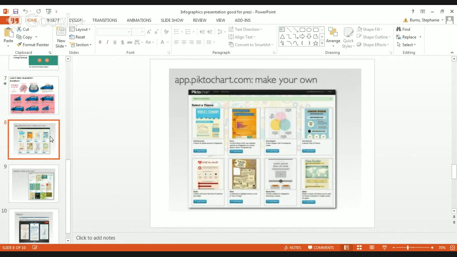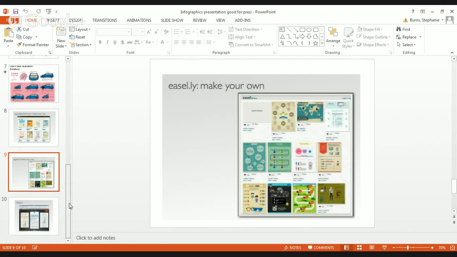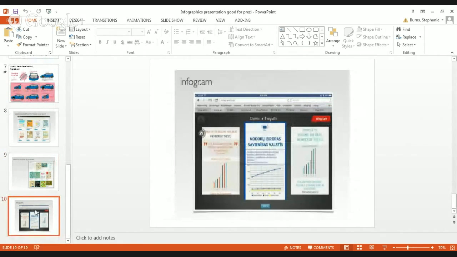Piktochart.com. The following three slides will show you three websites that you can use to make your own infographics. These are all free websites. Piktochart, Easel.ly, and Infogram.